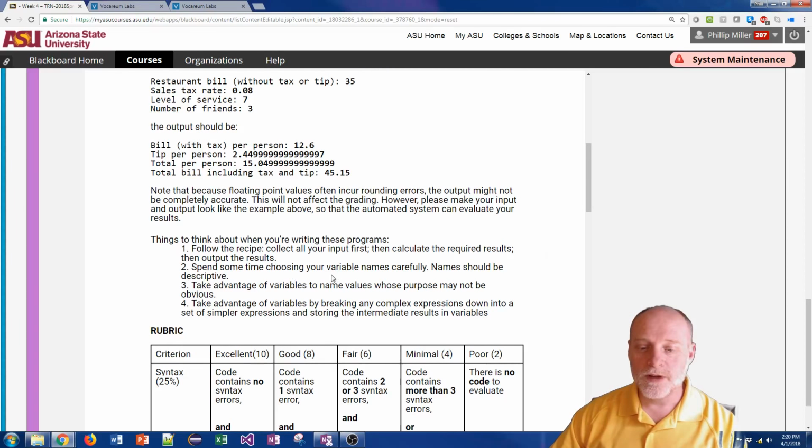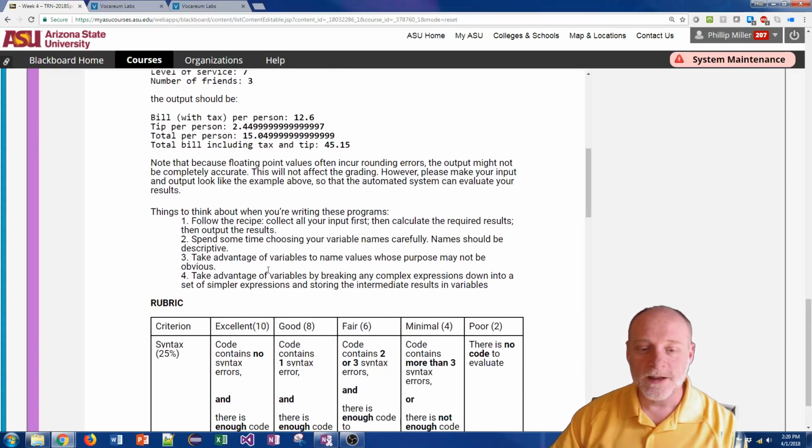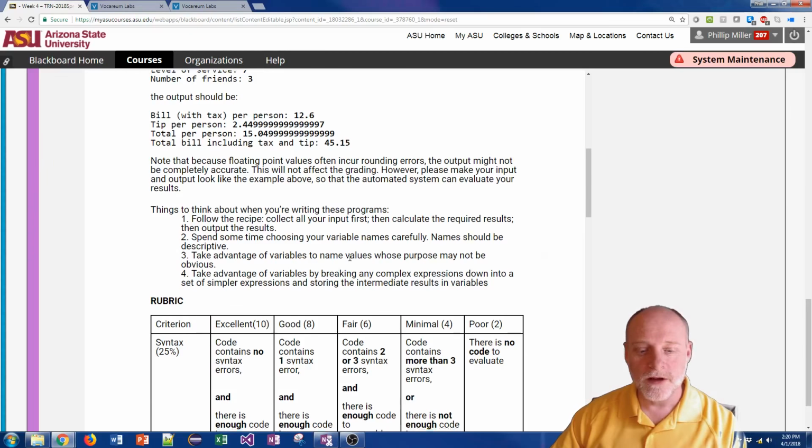We want them to spend some time choosing their variable names carefully and naming sub-expressions where that sub-expression might be a little complex, and take advantage of the variable names to make non-obvious computational steps more obvious. They should also take advantage of variable names by breaking any complex expressions down into simpler expressions and storing the intermediate values. So we'd like to see this growth in their ability to apply these concepts.